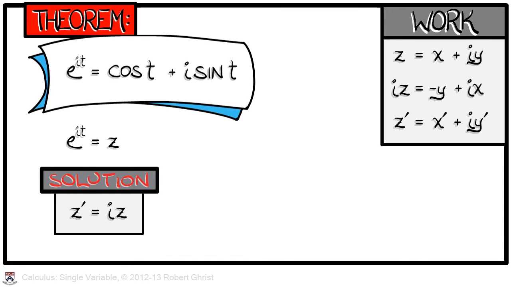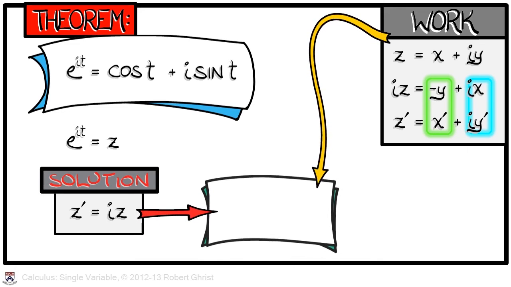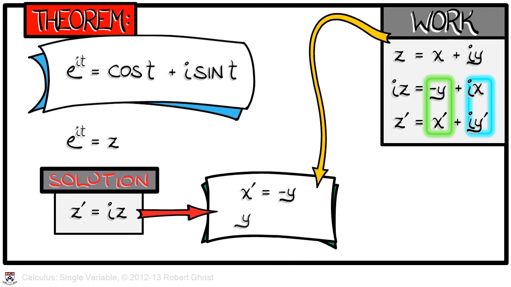And now my differential equation z prime equals iz really turns into a system of two differential equations, one for the real part that says x prime equals -y, and one for the imaginary part that says y prime equals x. Now this is a system of two differential equations. There's no imaginary numbers in here. These are both real functions, but they are not independent. They are coupled. The x prime depends on y. The y prime depends on x.